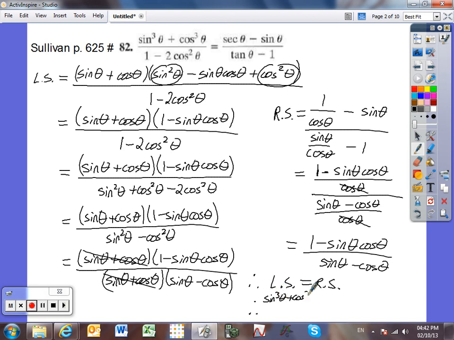Sine cubed plus cos cubed over 1 minus 2 cosine squared is equal to secant theta minus sine theta over tangent theta minus 1. And the only other proof from page 625 that we hadn't yet got a chance to discuss was number 87.